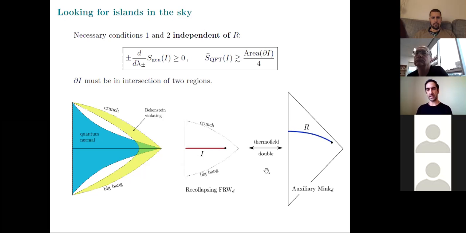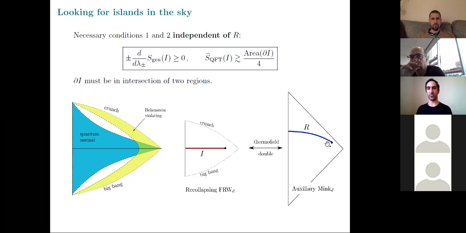I won't go into the details of the example, but basically what you do is you start off with the thermal field double state on flat spacetime. Okay, and on one of the two sides of the thermal field double, you turn on a scale factor, which is the scale factor that leads to a Big Bang and a big crunch, and you turn on gravity. Okay, so this spacetime does not have gravity. This spacetime has gravity, so you could compute. You can define regions here without worrying about subtleties.